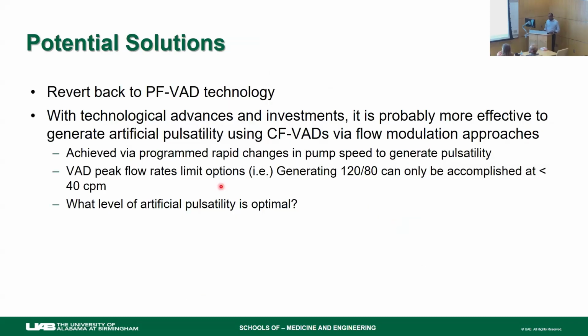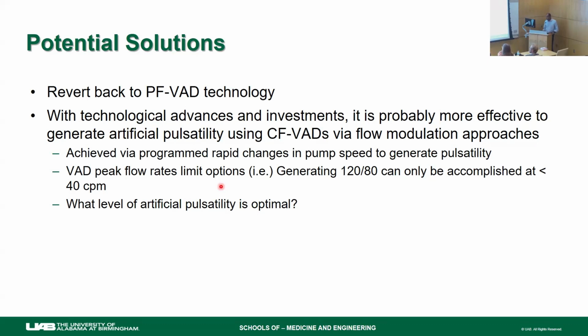So if we think loss of pulsatility is a major issue, then what are the ways that we can address that issue in these patients? We can either go back to pulsatile flow VADs, which were developed almost 20 years ago, and then nobody bothered about them. But that's not going to happen because all of these companies that make these devices have made significant investments in the continuous flow technology. But we can use this continuous flow technology to reintroduce pulsatility. The way you do this is we change pump speed rapidly. So you can have the pump spin faster and slower, and then reintroduce pulsatility.